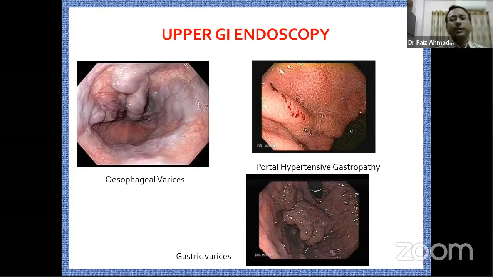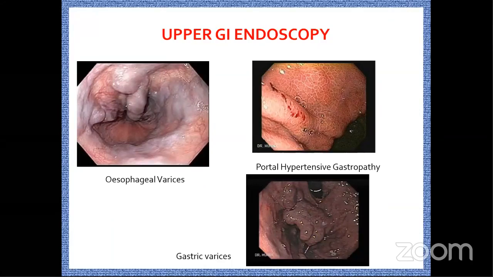Upper GI endoscopy is a very important diagnostic tool in a patient with cirrhosis to find evidence of portal hypertension. When a patient comes with cirrhosis and ascites, and we advise endoscopy and get these features, varices or PHG, in a patient with ascites, you can confidently say that this patient has cirrhosis of liver.